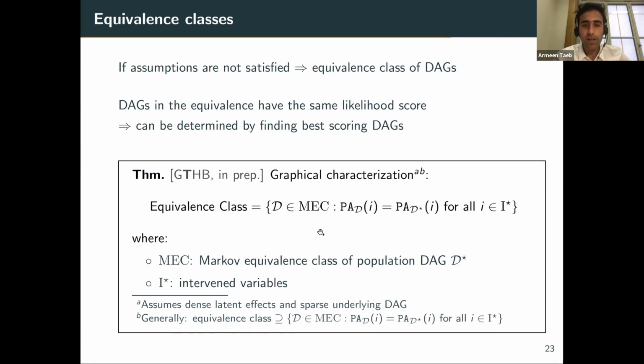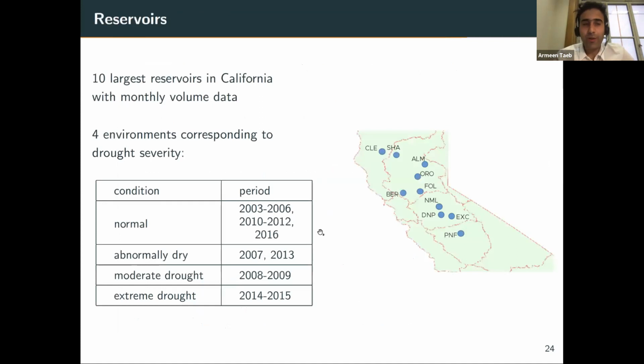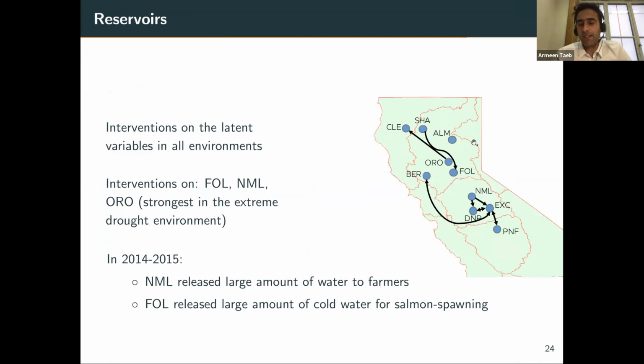Due to time issue, I'll just focus on some empirical demonstrations, preliminary analysis on the reservoir data set. So we take the 10 largest reservoirs in California with monthly volume data, and we have 4 environments corresponding to different degrees of drought severity. So normal condition, abnormally dry, moderate drought, and extreme drought. And we obtained the following DAG that's shown to the right.